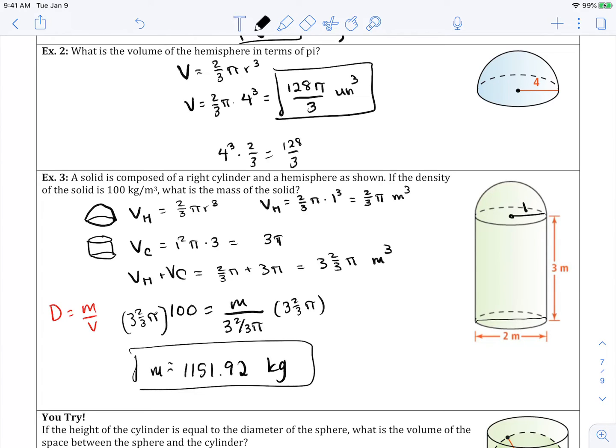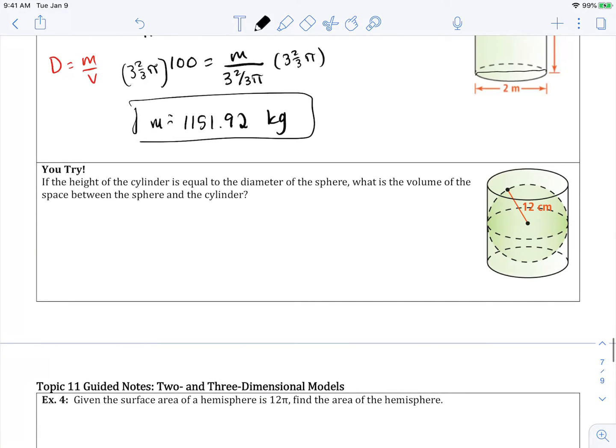Great. All right, next one. You guys are going to figure this one out. So if the height of the cylinder is equal to the diameter of the sphere, what is the volume of the space between the sphere and the cylinder? Okay, so first thing, what is going to be the height of this cylinder? Well, if the height is equal to the diameter, we see the radius is 12, so the height is going to be twice that, so 24, right?